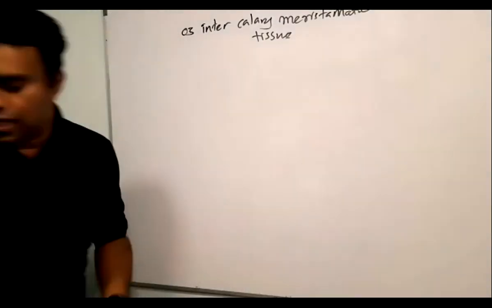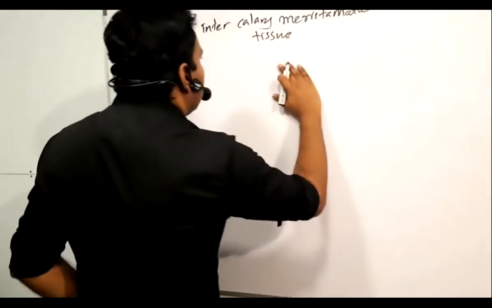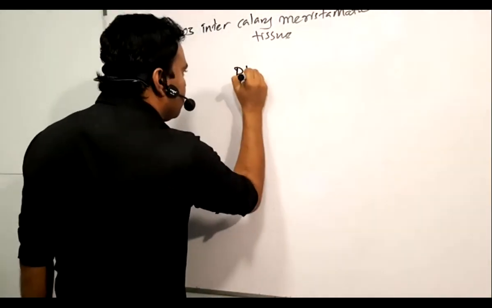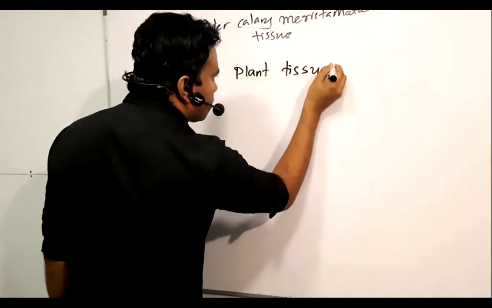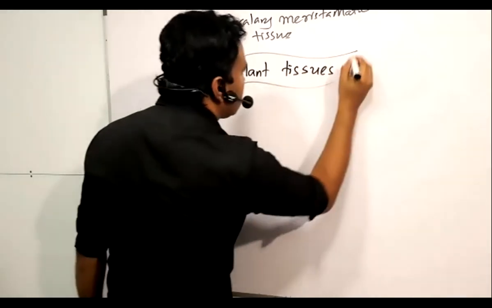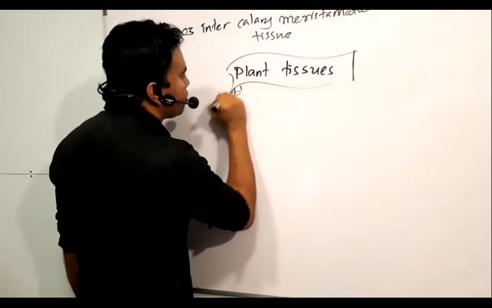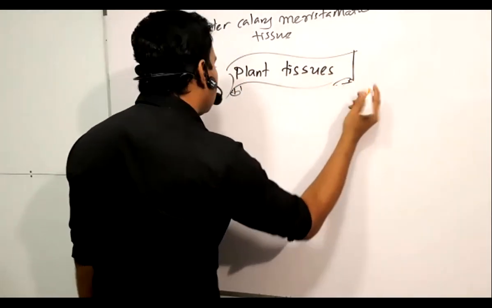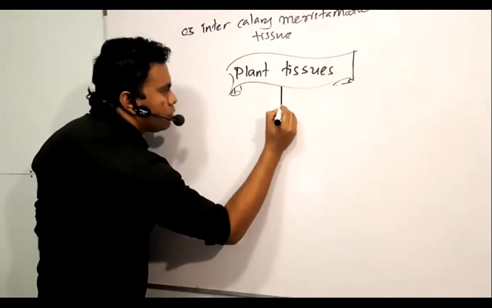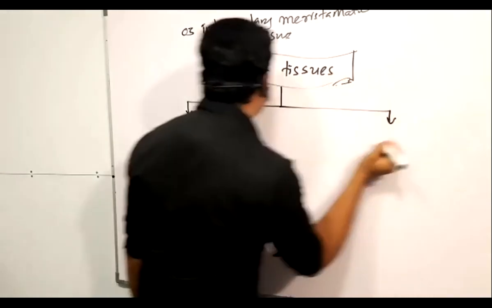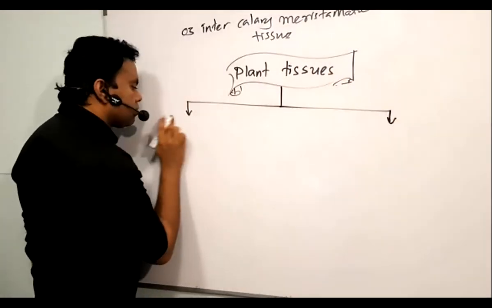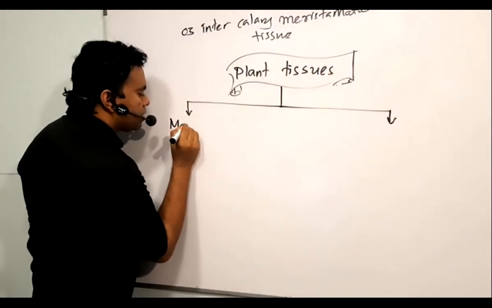So plant tissues. Okay, good. Plant tissues are of two types. What are those two types of plant tissues? Mainly meristematic.